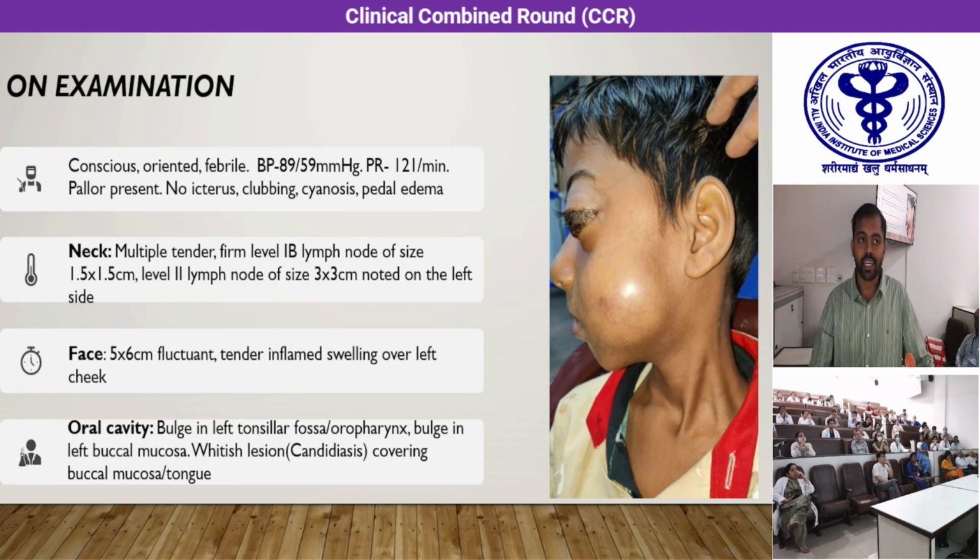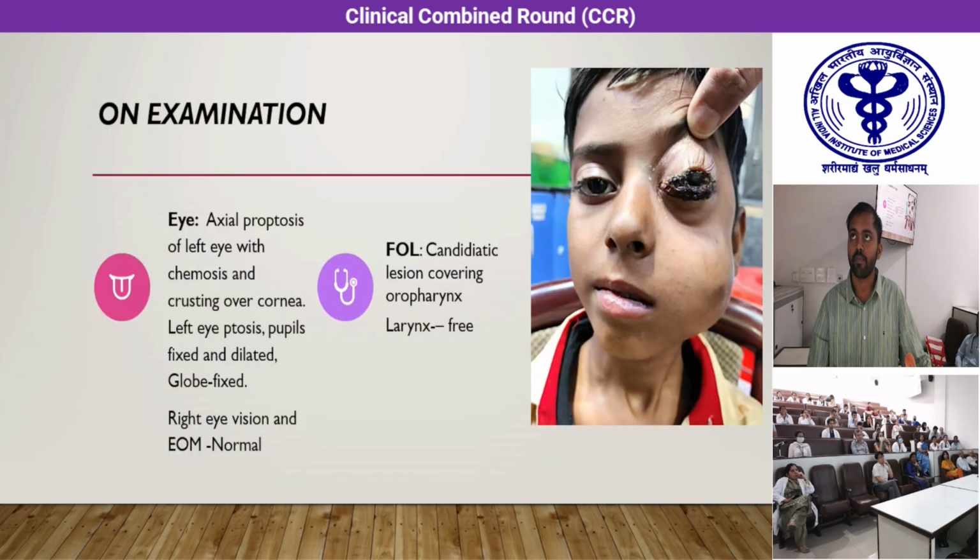On neck examination, multiple tender firm nodes were noted in the level 1B and level 2 regions, with a maximum of 3 by 3 centimeter size noted in the left level 2 region. Over the cheek, about 5 by 6 centimeter fluctuant, tender, inflamed swelling was noted. On oral cavity examination, a bulge was noted in the left tonsillar fossa and oropharynx region, and whitish candidiatic lesions were noted over the buccal mucosa as well as over the tongue.